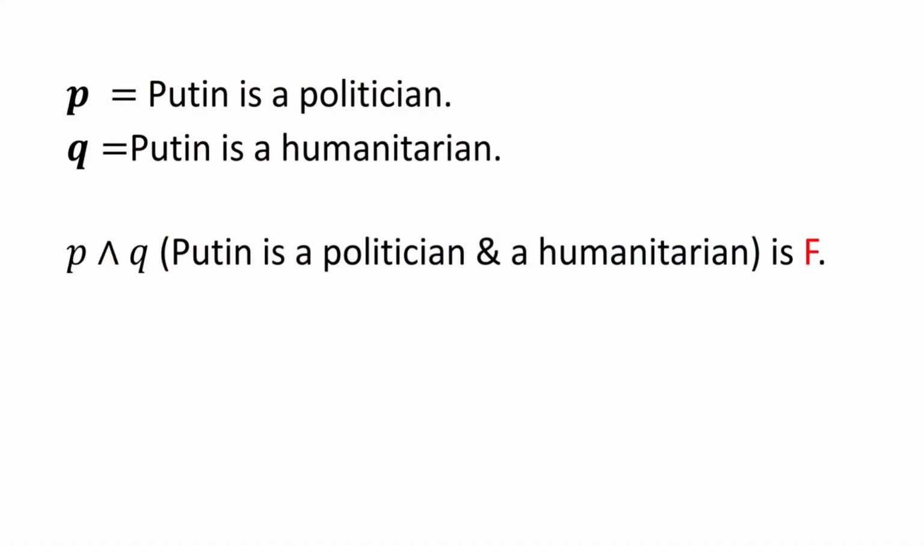Here is an example of a conjunction. Let P be Putin is a politician. Now we are referring to Vladimir Putin. Of course he is a politician. He is the president of Russia, which is true. And Q be Putin is a humanitarian. Now I am sure you all agree that Putin is not a humanitarian. So the conjunction P and Q, which represents Putin is a politician and a humanitarian, is false.